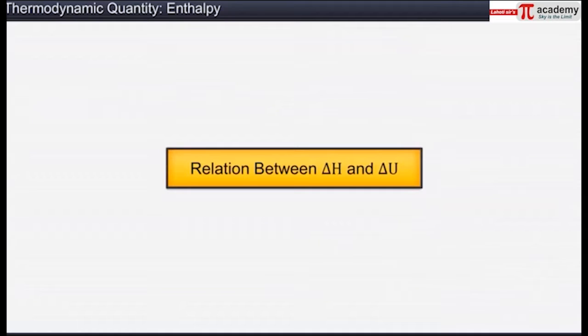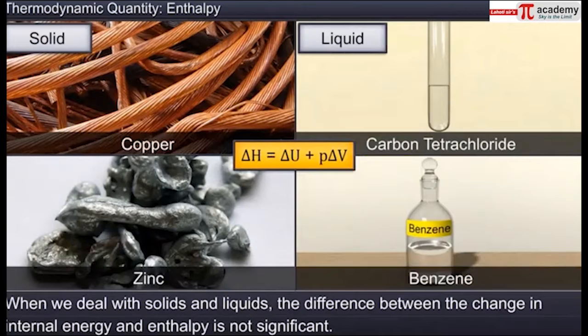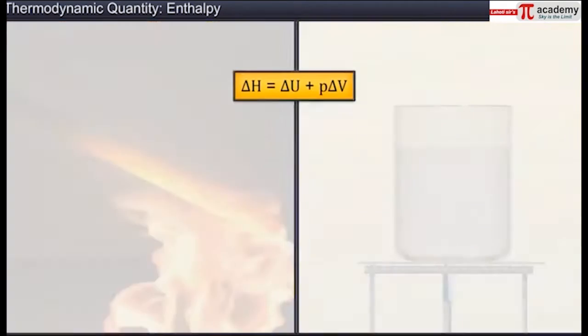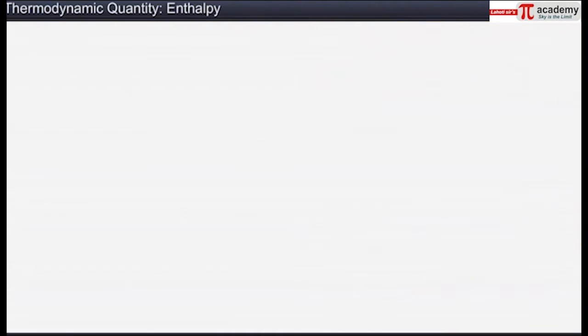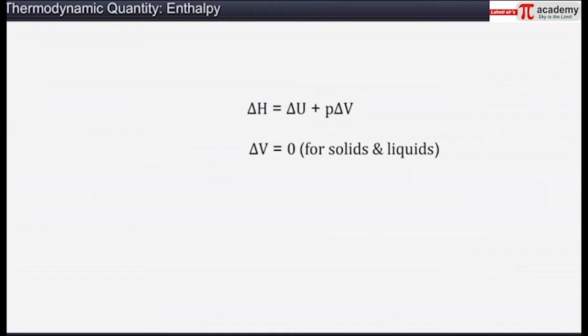Let's now look at the relation between delta H and delta U. When we deal with solids and liquids, the difference between the change in internal energy, delta U, and enthalpy, delta H, is not significant. This is because solids and liquids do not show significant change in the volume when heated. Thus, if change in volume, delta V, is insignificant, it implies that change in enthalpy, delta H, equals change in internal energy, delta U.